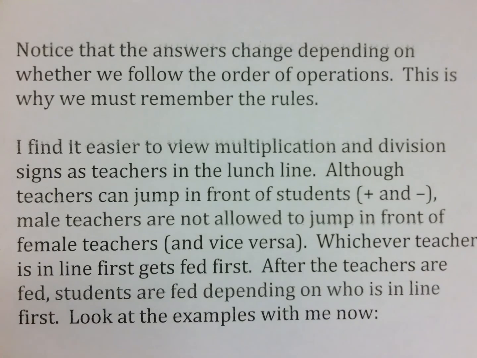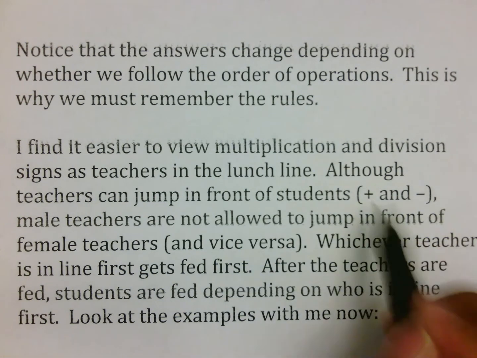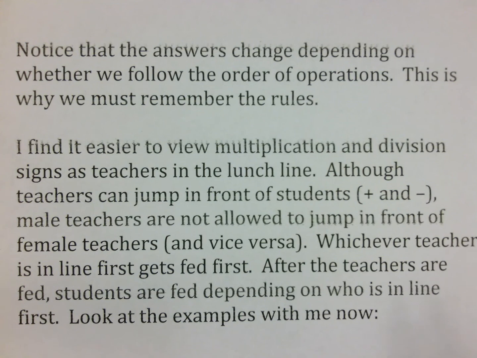As stated earlier, I find it easier to view multiplication and division signs as teachers in the lunch line. Although teachers can jump in front of students, which represent plus and minus, they are not allowed to jump in front of each other. So whichever teacher is in line first gets fed first. After the teachers are fed, again, students are fed in the order in which they appear.